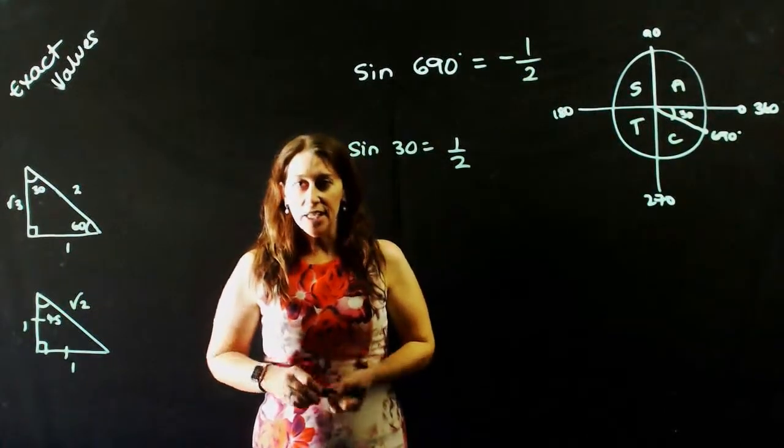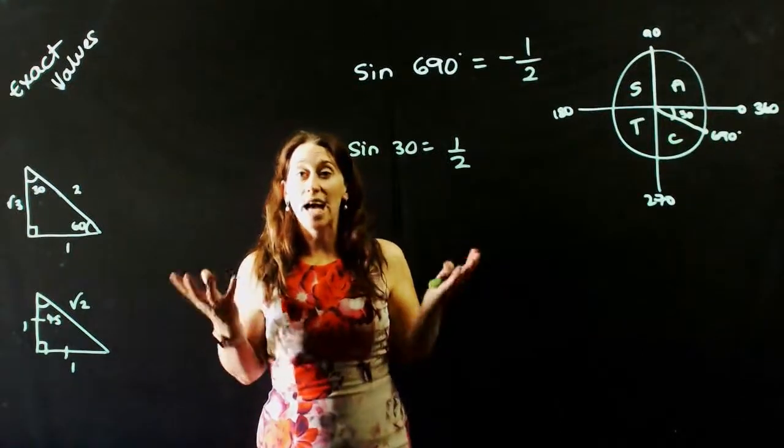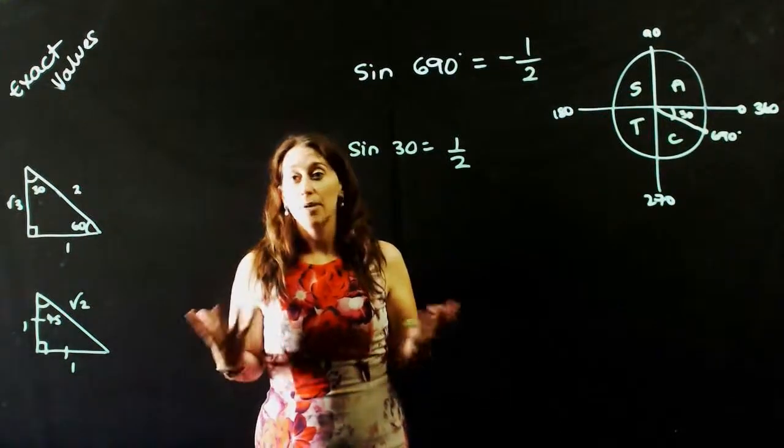And that's pretty much everything you need to know about exact values and using the symmetry of the unit circle to find angles larger than 90 degrees. And that's it.